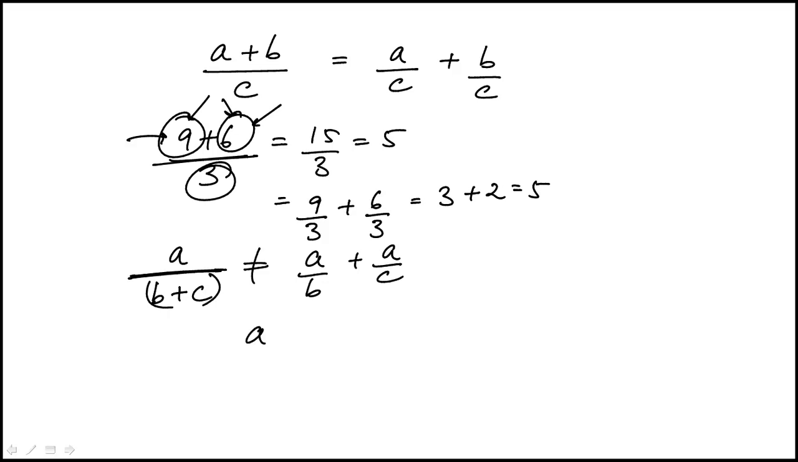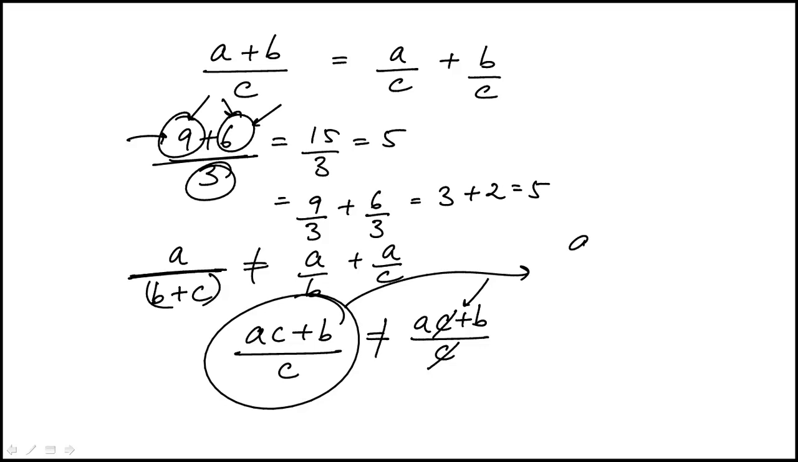Another slightly different example would be if you had AC plus B over C. Again, the temptation might be to strike out these C's. You can't do that if you have a plus. Instead, divide each term by C. So you could do AC over C plus B over C. And now the C's can cancel, and then this becomes A plus B over C. So those are some of the common temptations that I've seen most students go for.